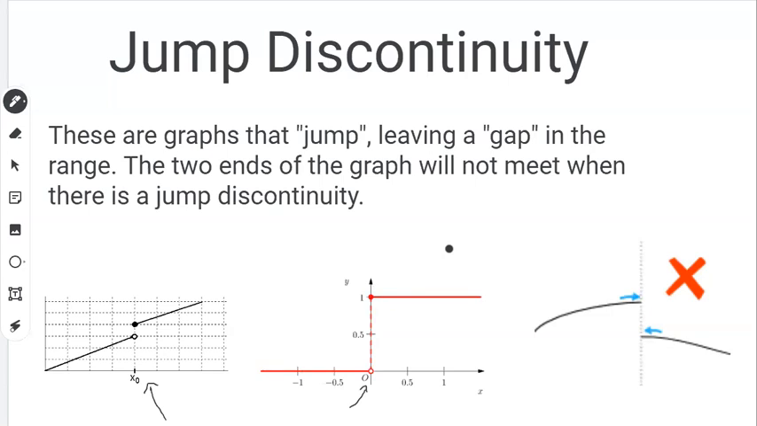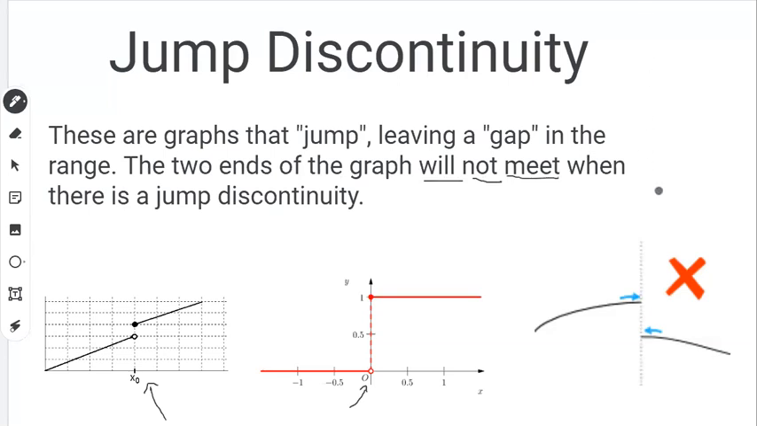So a jump discontinuity is when you're going to have a graph that jumps, and it's going to leave a gap in the range, all the y values, right? There are y values that this function never takes because there's a gap in the range. And when you have a jump discontinuity, this is what really sets it apart from a removable discontinuity. The two ends of the graph will not meet when there's a jump discontinuity.